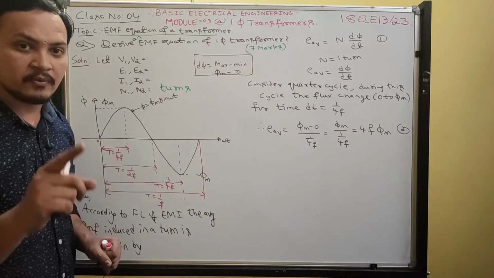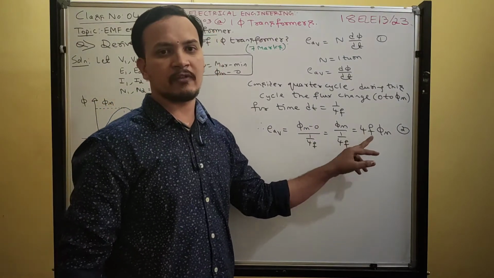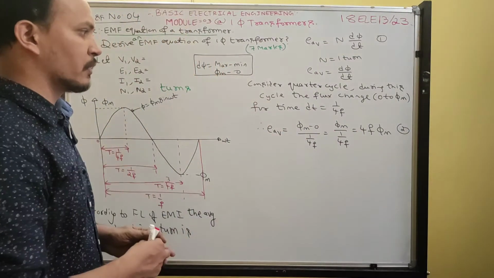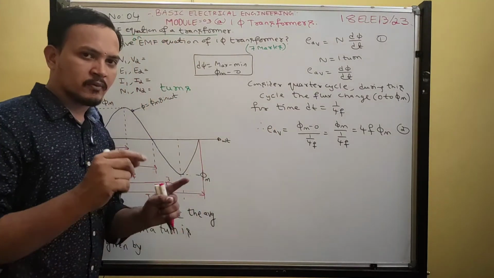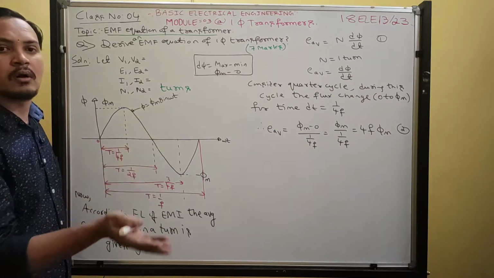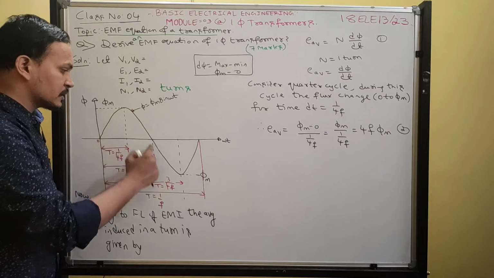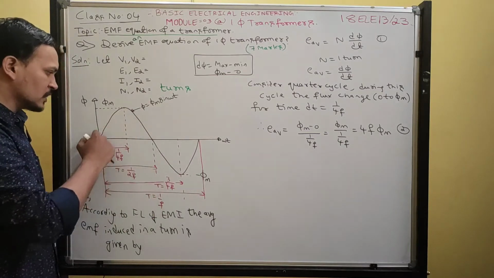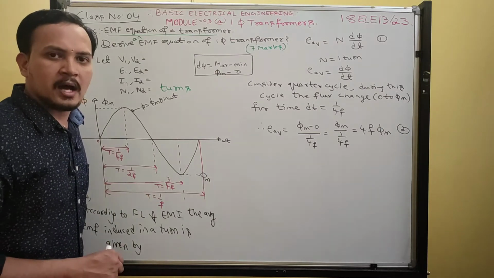The average EMF induced in one turn is how much? 4f pi m volts. But the average value indicates DC. Now I need to convert the average value into the RMS value. Why am I converting it to RMS? Because of the sinusoidal waveform, because of the AC supply, we have to represent the quantities in RMS.